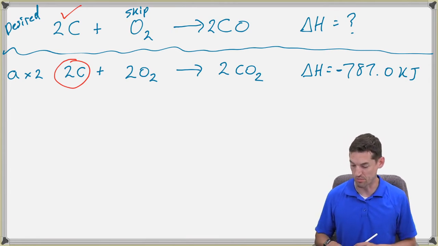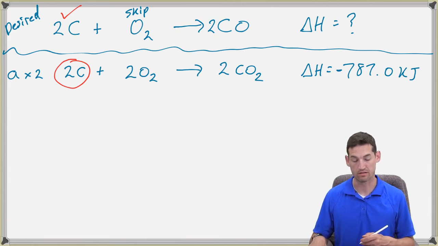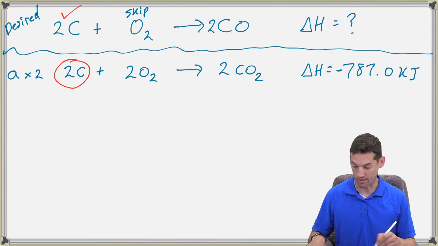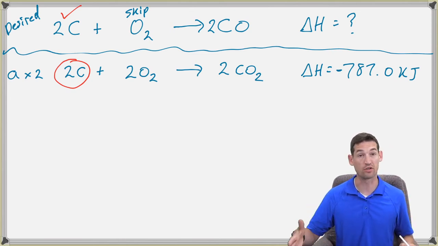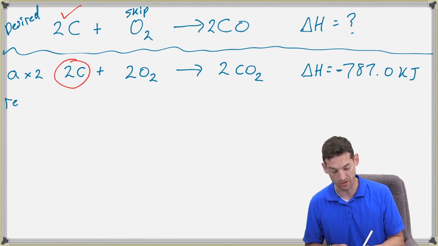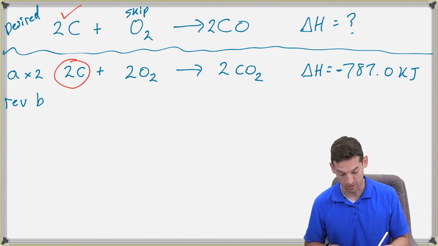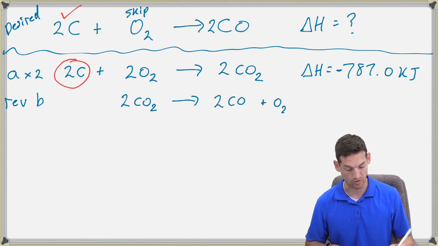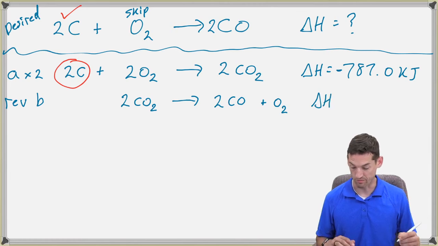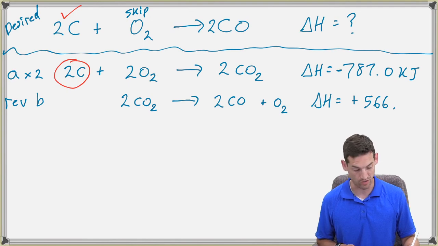I'm now going to go to carbon monoxide. And the only reaction with carbon monoxide is reaction B. So I need 2 carbon monoxide. That's exactly what I have. But in the reference table, they're on the wrong side. So I have to reverse reaction B. I'm going to write the whole thing backwards. 2 CO2s are becoming 2 COs plus an O2. And I have to also flip that delta H. So now that's a positive 566.